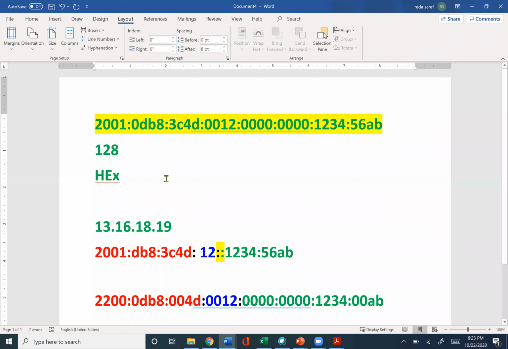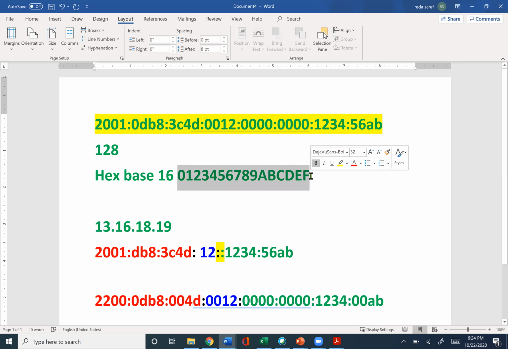You got it? So hexadecimal is base 16. It goes 1, 2, 3, 4, 5, 6, 7, 8, 9, and then A, B, C, D. I'm sorry, there's a 0 missing here. This is what the hexadecimal represents. The A is a 10, then 11, 12, 13, 14, 15. You got it?